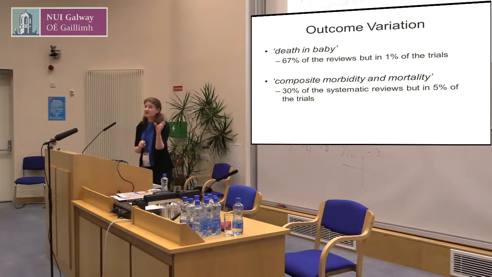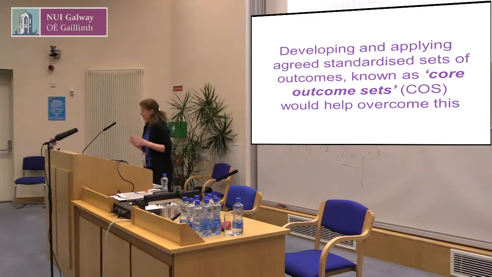So 67% of these 33 reviews pre-specified that in the methods section. They said, I am going to report this in my systematic review as a primary outcome. But it was actually only reported in 1% of the 103 trials. So, obviously the systematic reviews were not going to have the death of a baby in the results section. And the same with the composite morbidity and mortality. Again, huge variation.